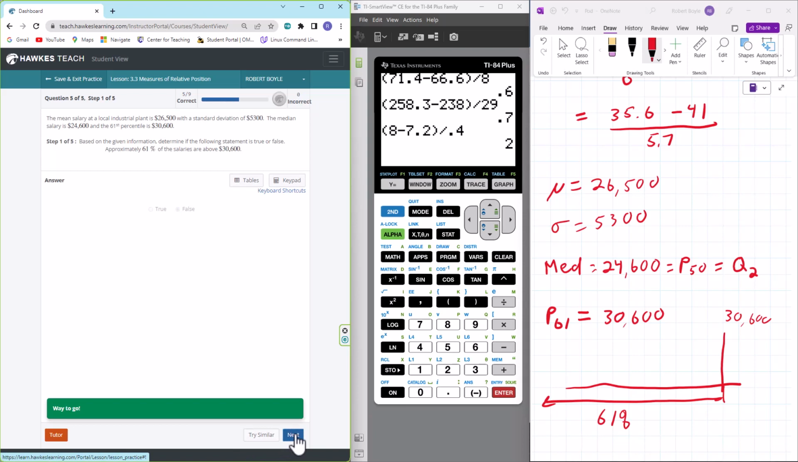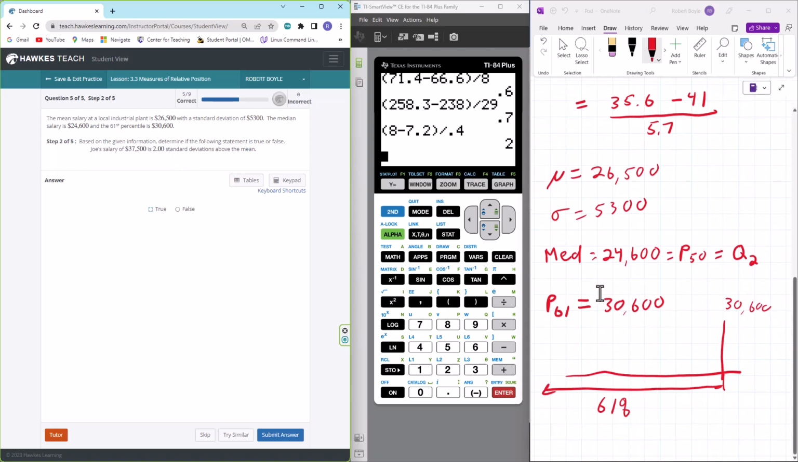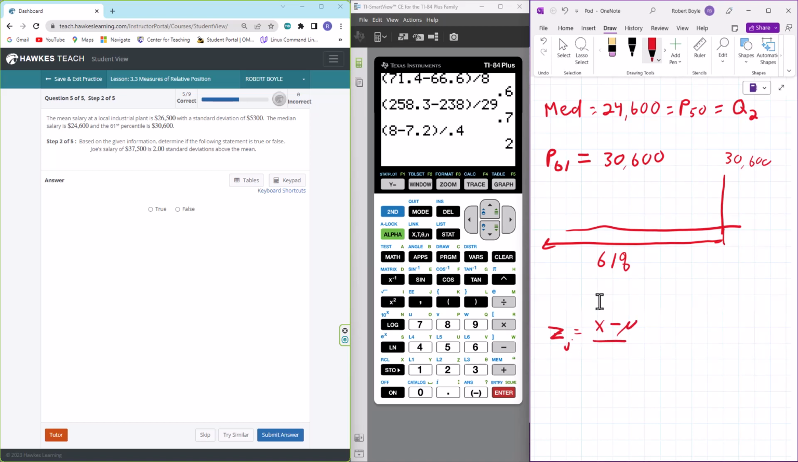Okay, moving on. Next one is: Joe's salary of $37,500 is 2 standard deviations above the mean. Now, to figure that out, we need to compute Joe's z-score. Remember, Joe's z-score, I'm going to just call it JZ, is going to be equal to the salary minus the mean, divided by the standard deviation.